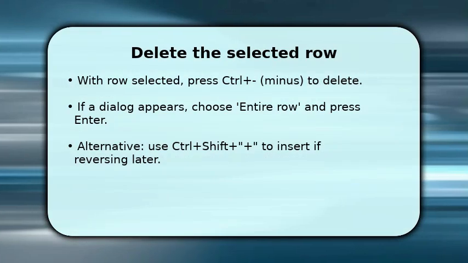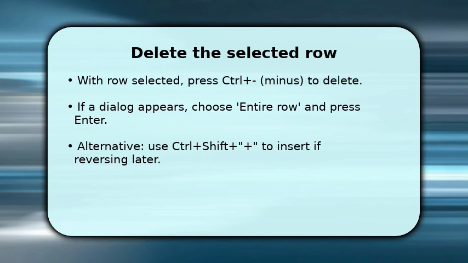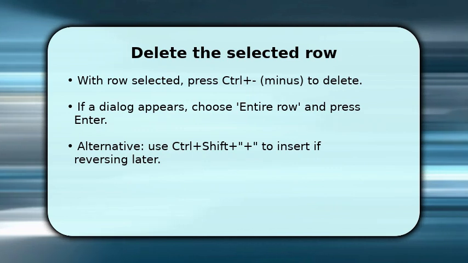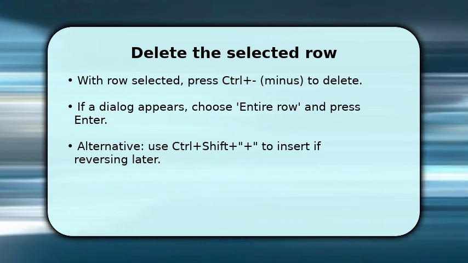Once the row is highlighted, press Ctrl plus minus to trigger deletion. This is the quickest keyboard route. If Excel shows a delete dialog, press R or Enter to pick entire row, because Excel sometimes asks when only a single cell was selected. Using this keyboard flow ensures you remove the right structure instead of clearing cell contents.